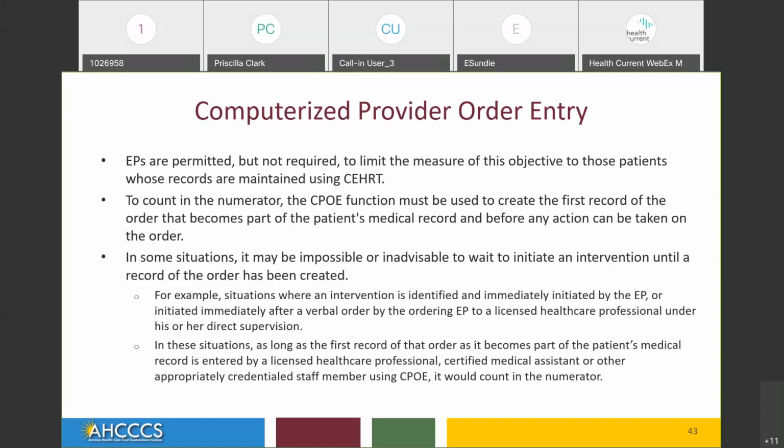In some situations, it may be impossible or inadvisable to wait to initiate an intervention until a record of the order has been created. For example, situations where an intervention is identified and immediately initiated by the EP, or initiated immediately after a verbal order by the ordering EP to a licensed healthcare professional under his or her direct supervision. In these situations, as long as the first record of that order, as it becomes part of the patient's medical record, is entered by a licensed healthcare professional, certified medical assistant, or other appropriately credentialed staff member using CPOE, it would count in the numerator.